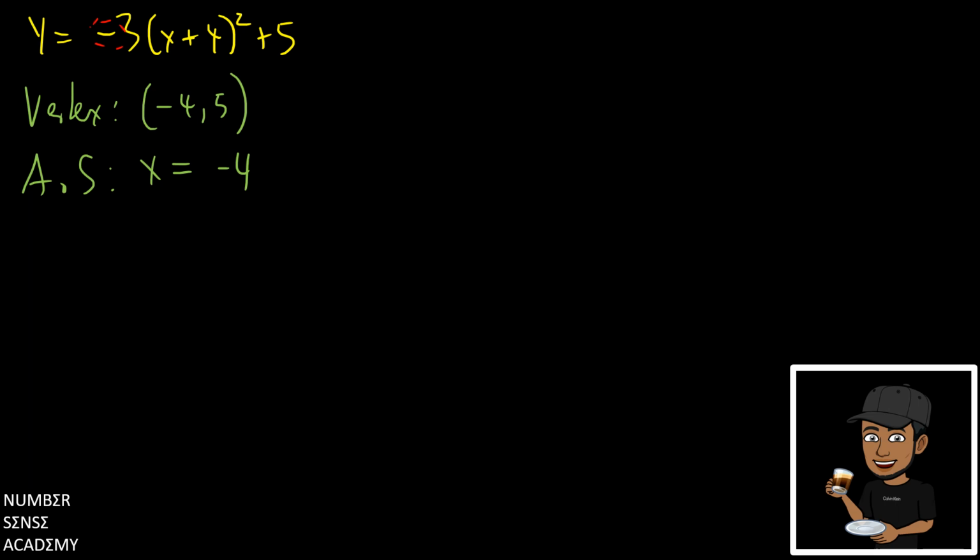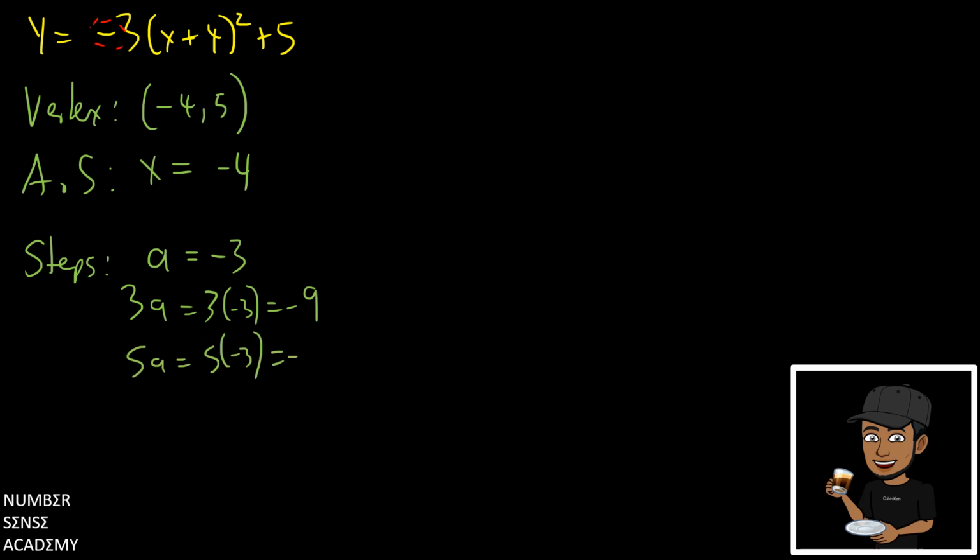So, and then the next thing I want to do, I want to build out my steps. So A is equal to negative 3. 3A is equal to, and again, I don't need a ton of these. It's going to be 3 times negative 3, which is negative 9. 5A is going to be 5 times negative 3, which is negative 15. And then 7A is going to be 7 times negative 3, which is negative 21. So you notice that these values here are getting smaller and smaller, which makes sense because it matches what I got from this, that the graph opens downwards.